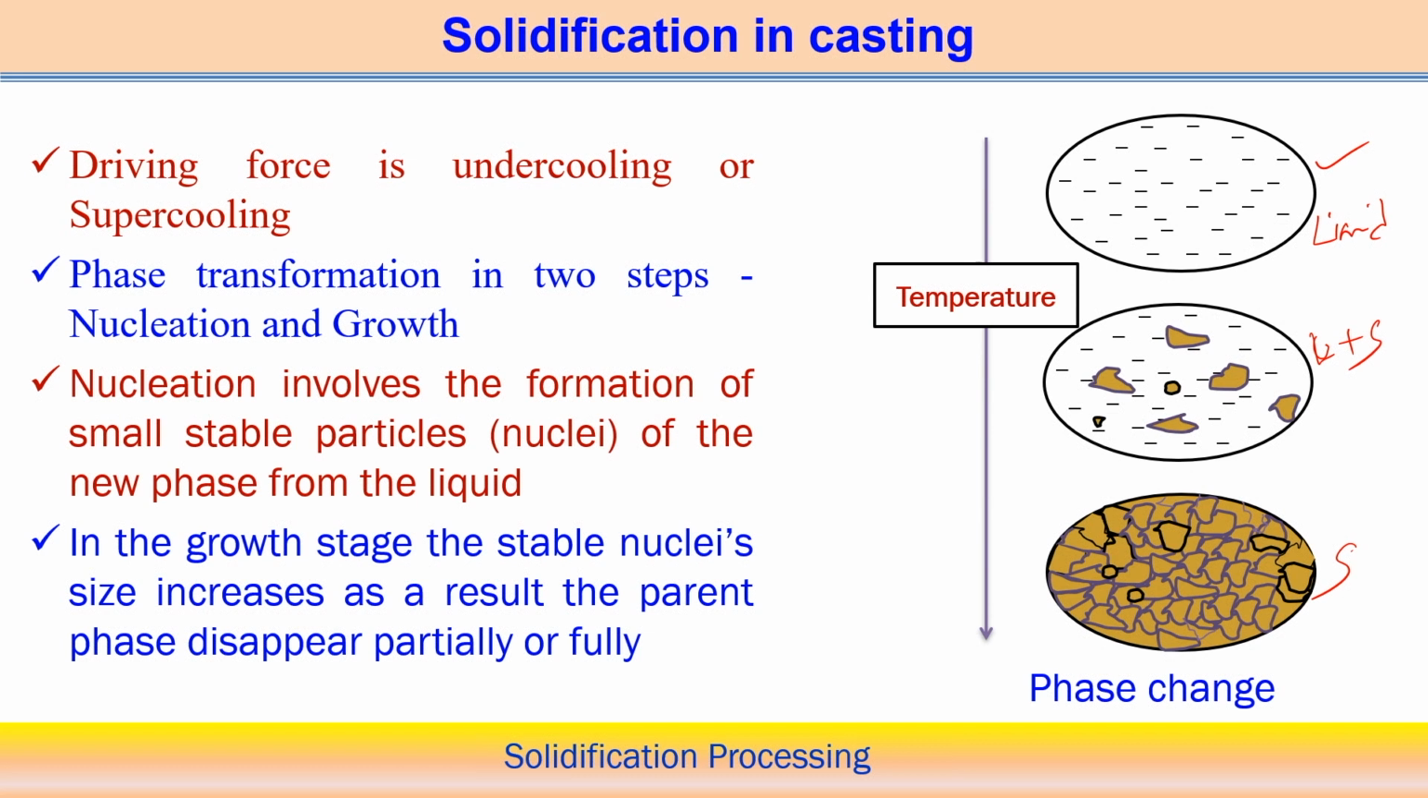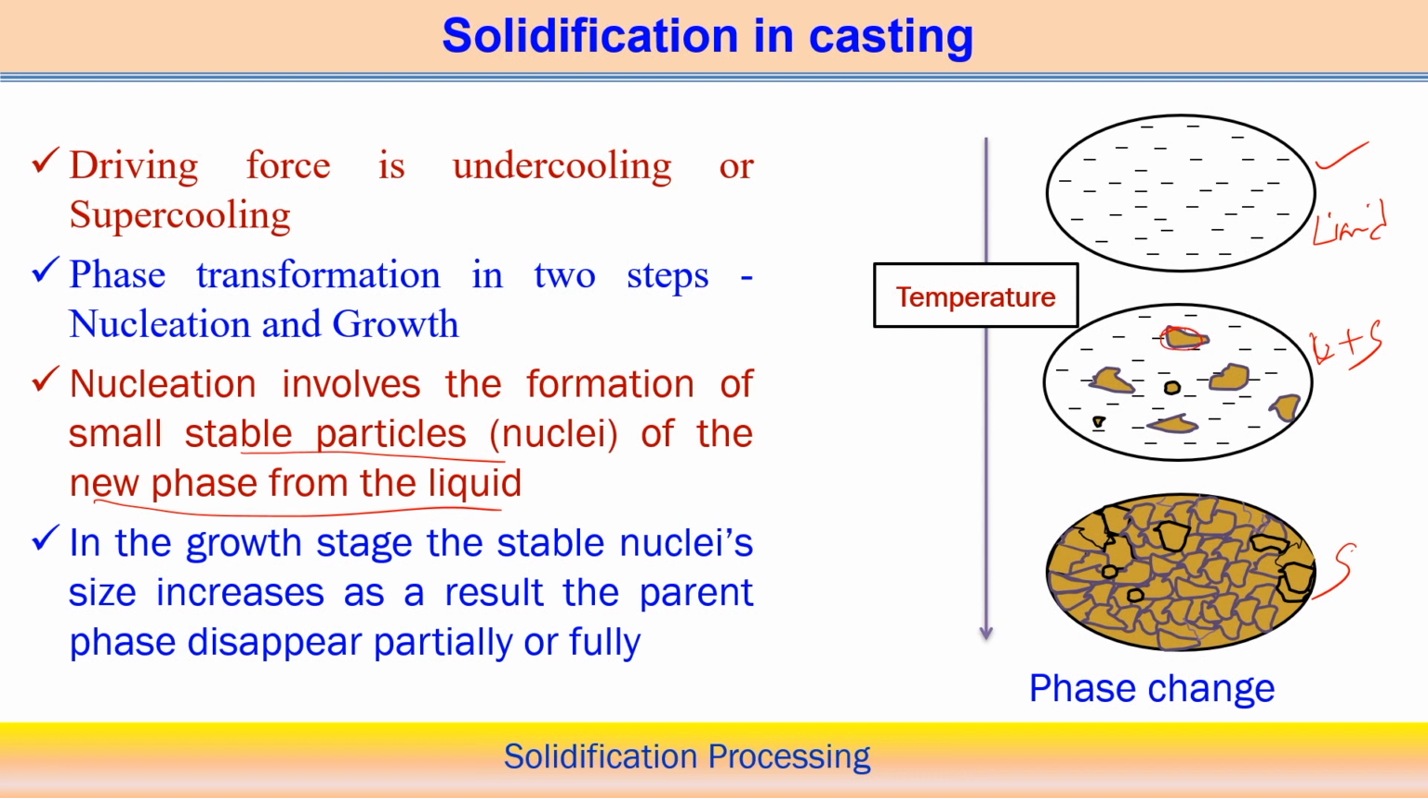We need to look into the different nucleation theories we have already discussed, and then after nucleation, we look into the growth mechanism. Based on that, the complete solidification process of a pure element or alloy system can be explained. Now nucleation involves the formation of small stable particles. We have already found the conditions for the stability of the nucleus, the critical size of the nucleus. So small stable particles of the new phase form from the liquid.